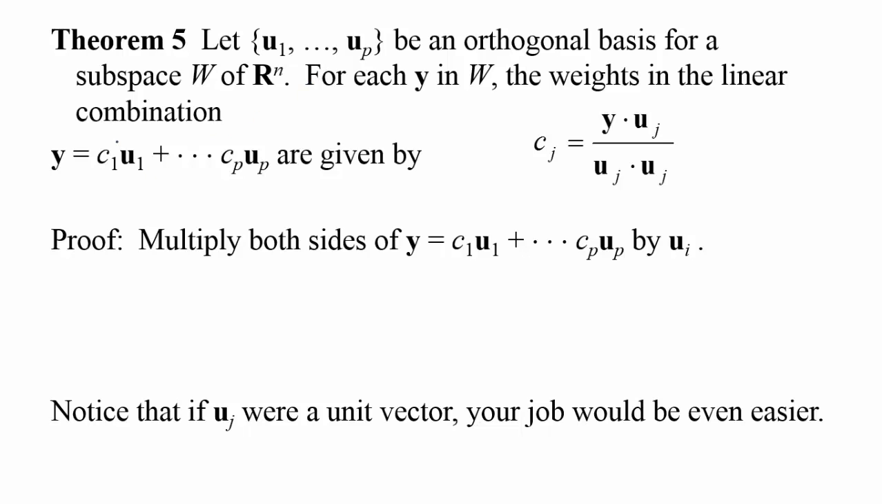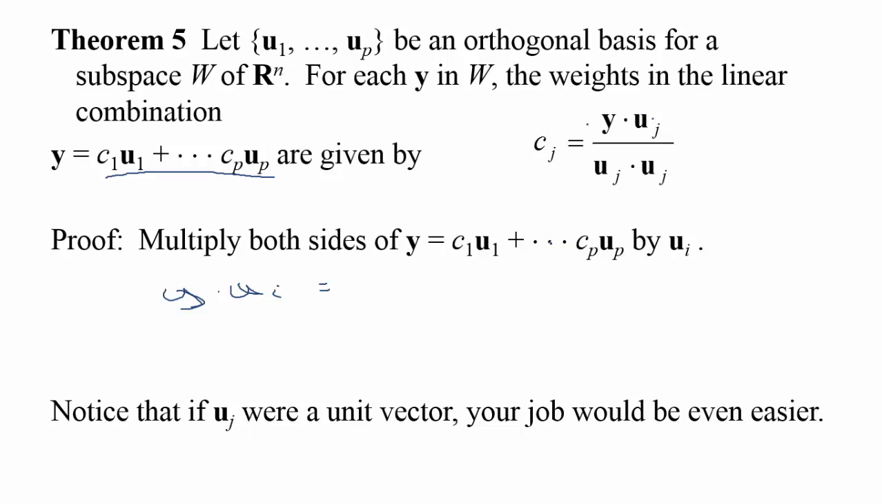Then it's really easy to take any vector in the subspace and write it as a linear combination of the vectors in the basis. All you have to do to find the coefficients is take the vector that you want to write and dot it with each individual basis vector and divide by the magnitude squared of that basis vector. You can see where this is coming from, because if you dot both sides of this linear combination by ui, you would find y dotted with ui is equal to c1 u1 dot ui, but that's going to be 0, and c2 u2 dot ui, that's going to be 0.